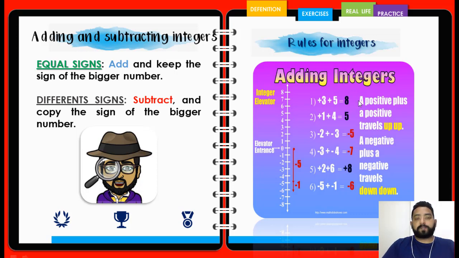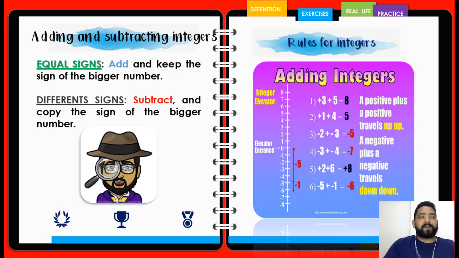For example, the first example: positive 3 and positive 5. Both are positive, or we say equal signs, so we're going to add. The answer is going to be positive. Why? Because 5 is greater than 3 and the sign for 5 is positive. Now in the second one we have positive 1 plus positive 4. Both are equal signs. Who is greater, 4 or 1? It's 4. We add them and it's going to be 5, and the sign for the greater number is positive, so the answer is going to be positive.